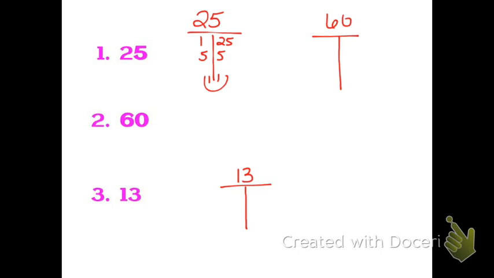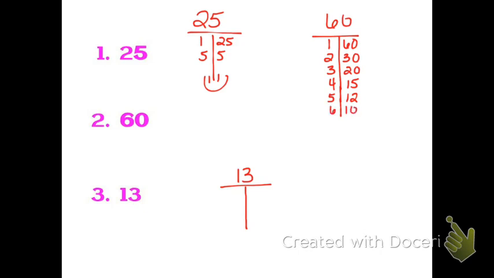Okay, so for 60, 60 was a long one. So we had 1 and 60. What came after that? 2 and 30. And then 3 and 20. And then 4 and 15. And then 5 and 12. And then 6 and 10. Okay, now listen.